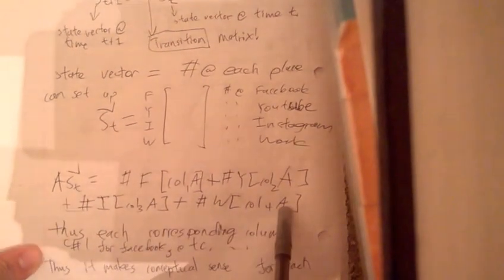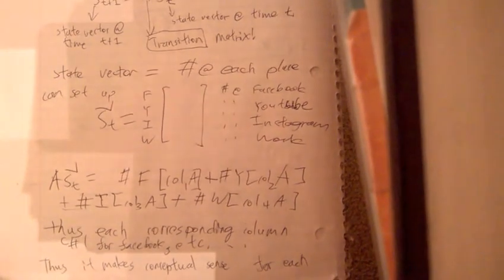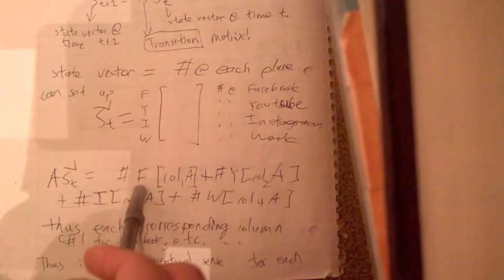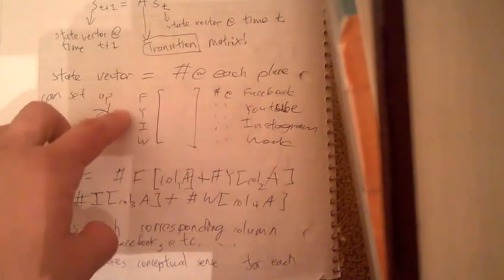So therefore, we can conclude that a column is simply a distribution of the population corresponding to the column. For example, this Facebook column right here corresponds to the number of Facebook, so it tells you how many people go to Facebook, YouTube, Instagram, and work, and it's the distribution which is given to us in the graph. So it makes conceptual sense for each column to describe the distribution of the corresponding weights.